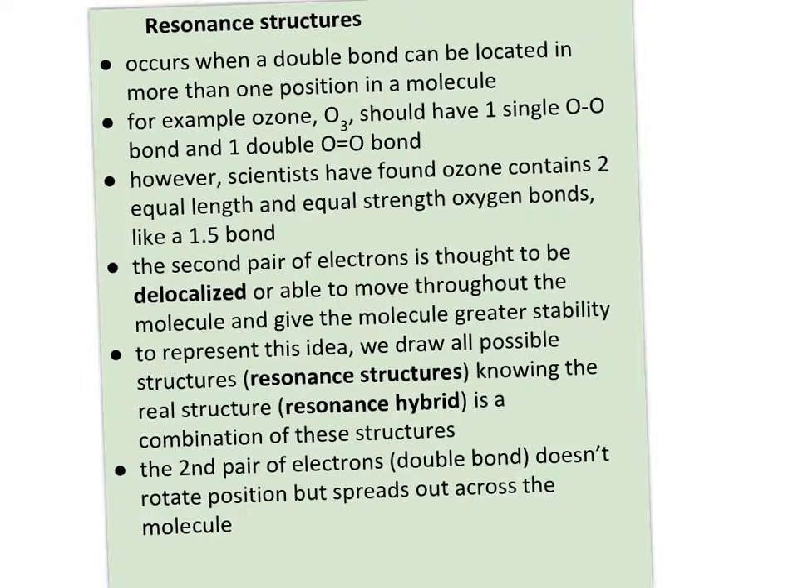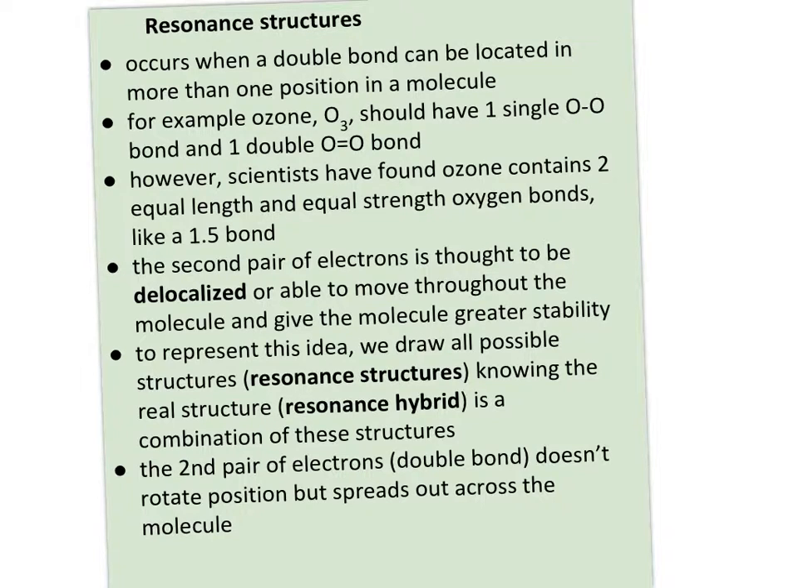And in fact, what scientists have found is ozone contains 2 equal length and equal strength oxygen bonds that are considered 1.5 bonds, because they're not a true single or a true double. The second pair of electrons is now thought to be delocalized. Just like electrons are delocalized in metallic bonds, they're thought to be delocalized in these double bonds, these resonance bonds that can occur in more than one place, and they're able to move throughout the molecule, which actually gives the molecule greater stability than if it had one longer and one shorter bond.